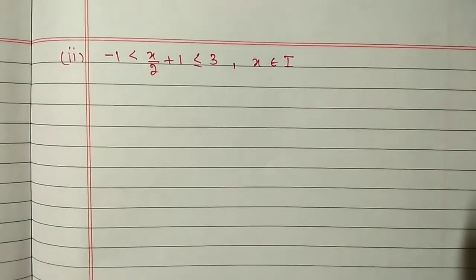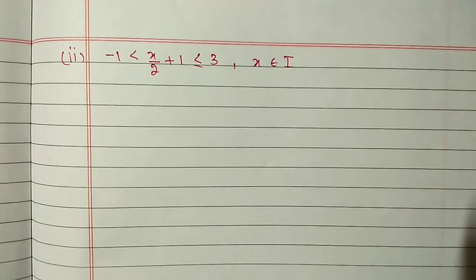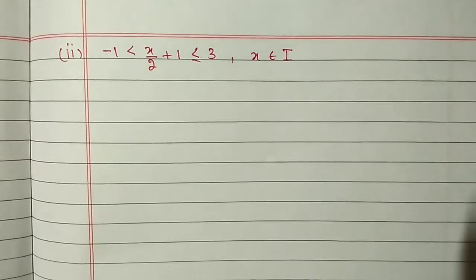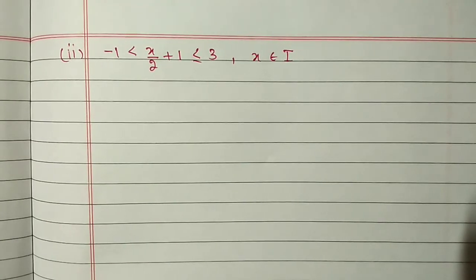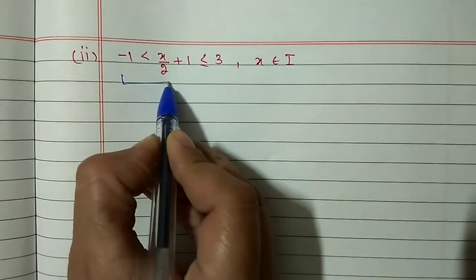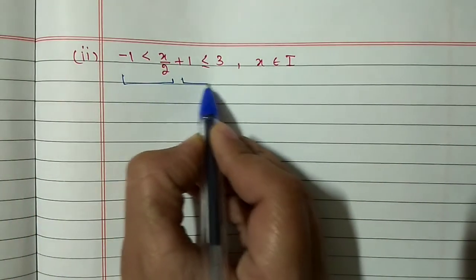Next is the second part of question number 11. Minus 1 less than x by 2 plus 1 less than or equal to 3, and x belongs to integers. So here also we have two inequations. We will solve one by one. First we will take the first two, and then we will take the last two.